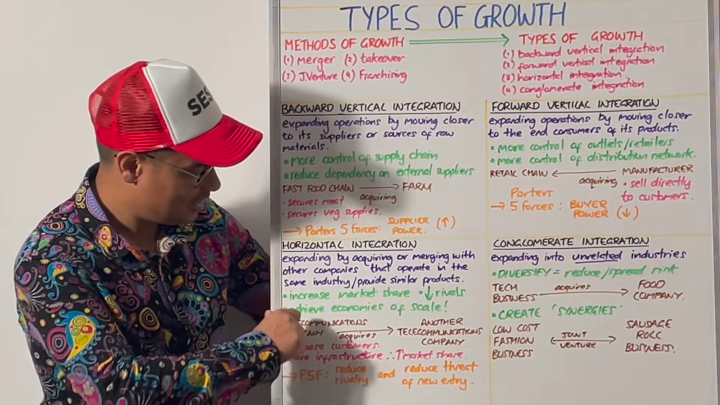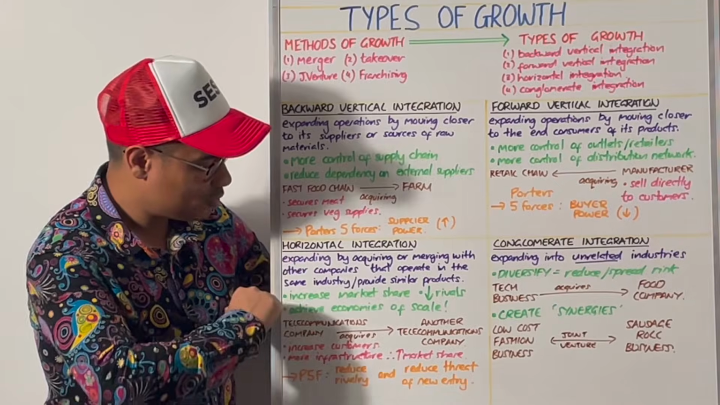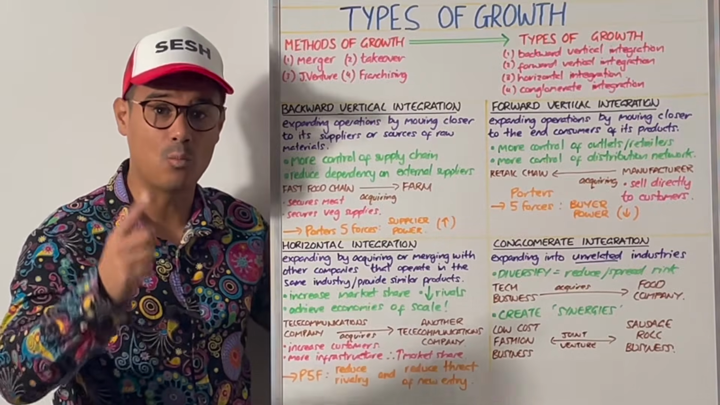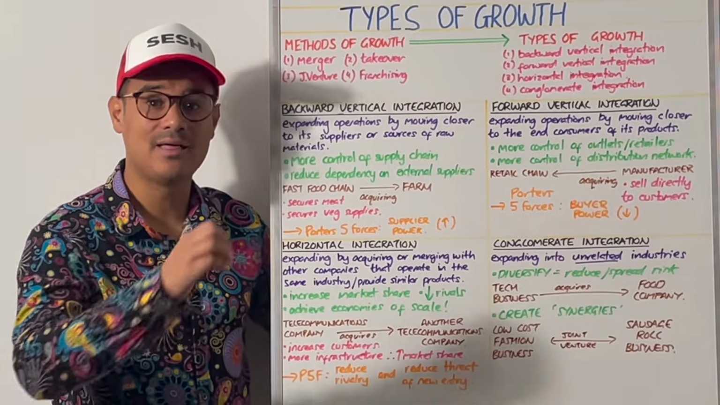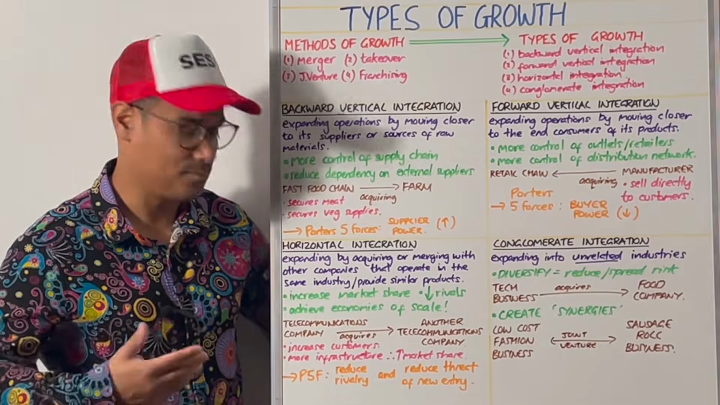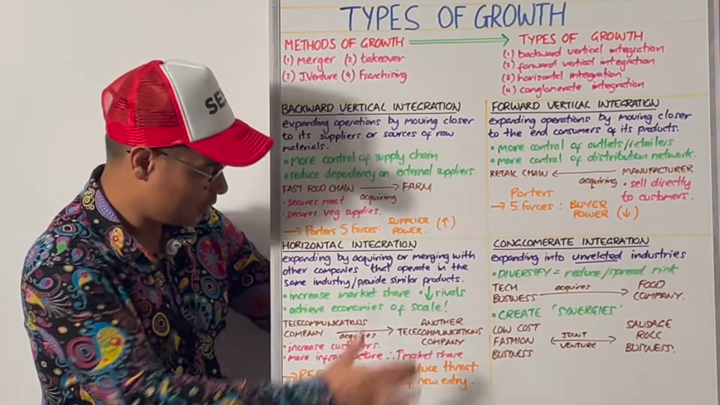But the big thing is it will help that new business to achieve economies of scale because they now are two businesses that have become one. So their output has increased, their average cost per unit will likely fall, and that will make them more price competitive following the horizontal integration.